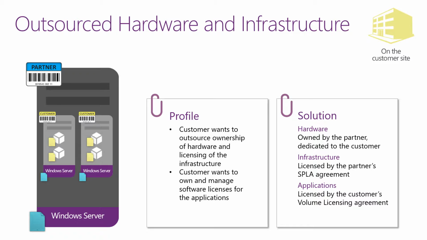Now, we won't go into the detail in this session about the rules of this program, that's our next module, but it does tell us what this type of partner is called, of course, a service provider. And they're able to purchase licenses through a SPLA agreement to provide software services for their customers. And in this situation, the customer is still able to use their volume licensing licenses to license the applications running on this partner-supplied hardware and infrastructure.